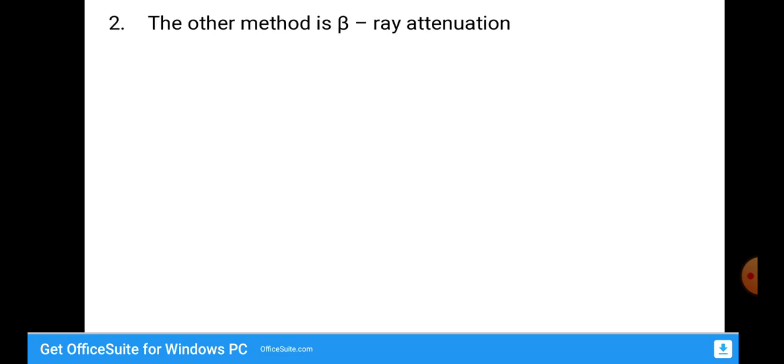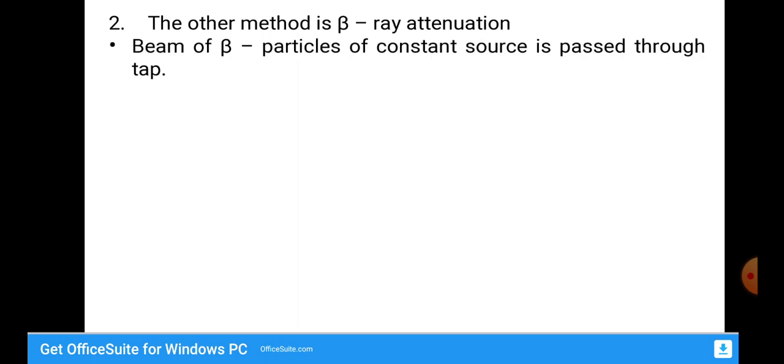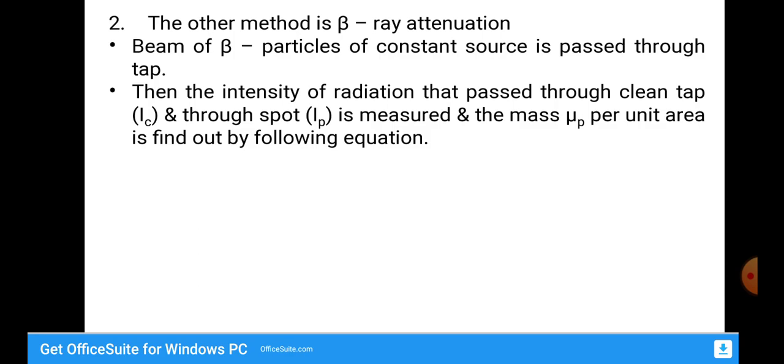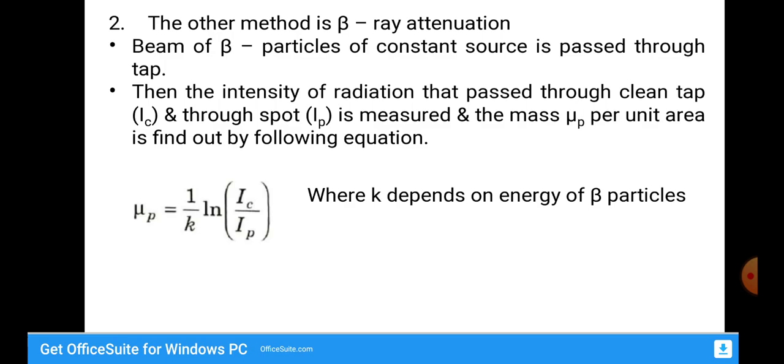The second method for analysis of spot is beta ray attenuation. In this method, a beam of beta particle of constant source is passed through tape, and then the intensity of radiation which passes through clean tape and through spot is measured, and then we will convert it in mass per unit area, mu p, which is calculated by this equation.